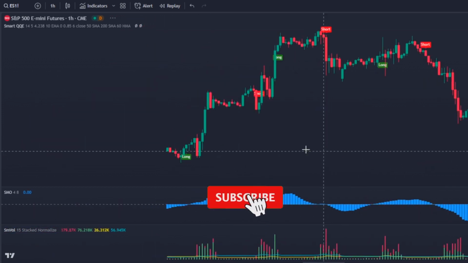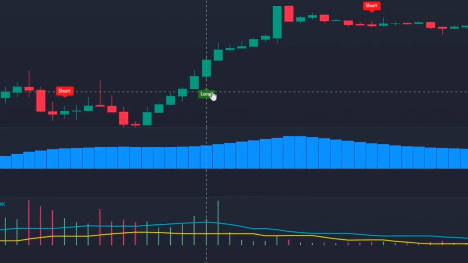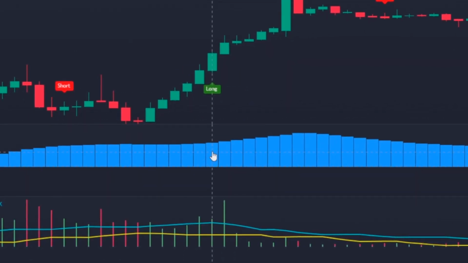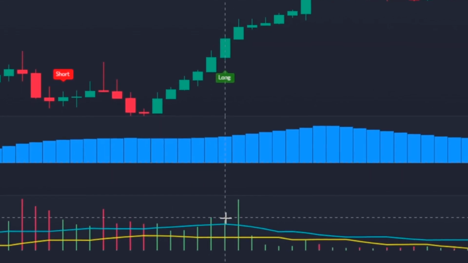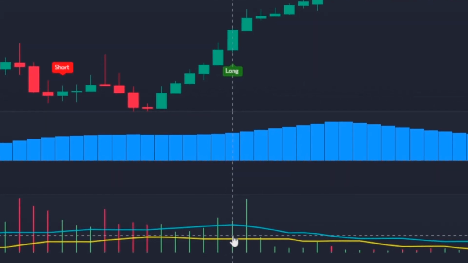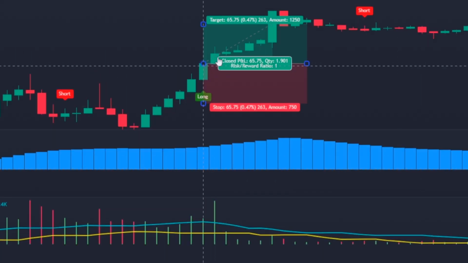The strategy is very simple. Every time the Smart QQE Mod prints a long signal, the Smart Money Oscillator bars are above the zero level of the histogram, and the volume bars from the Smart Volume are green and above the blue line, it means it's time to enter a long position.